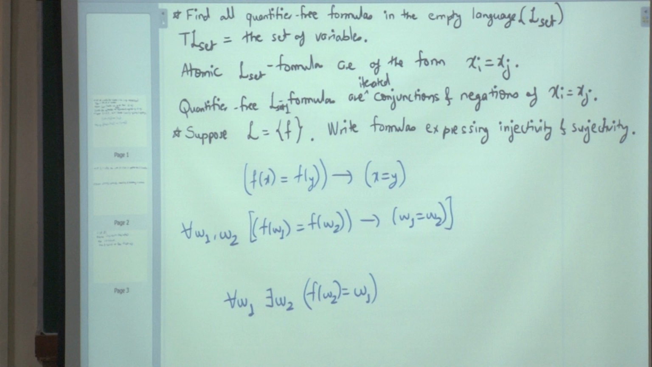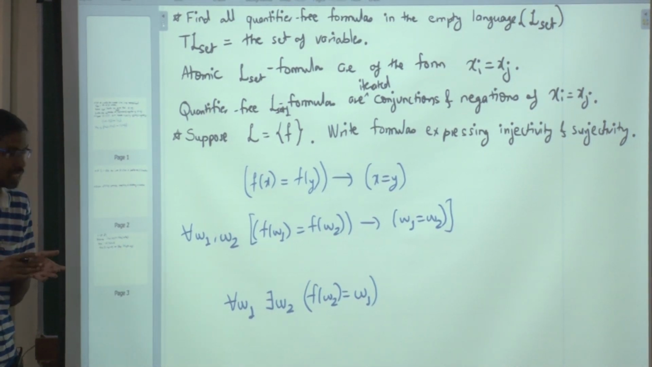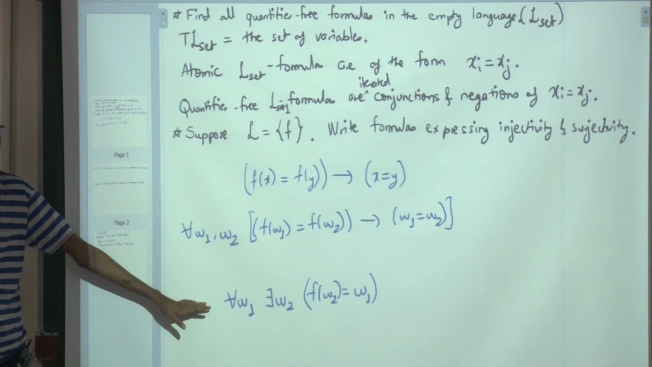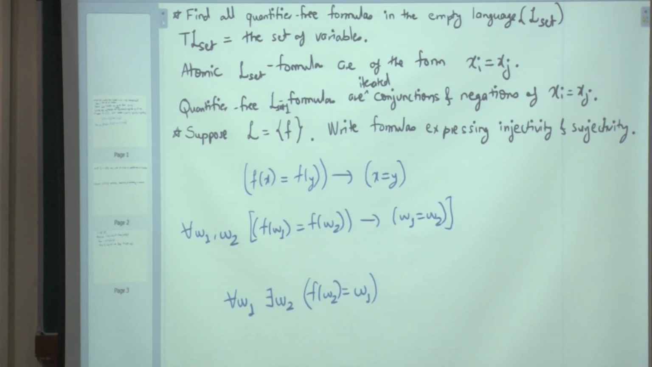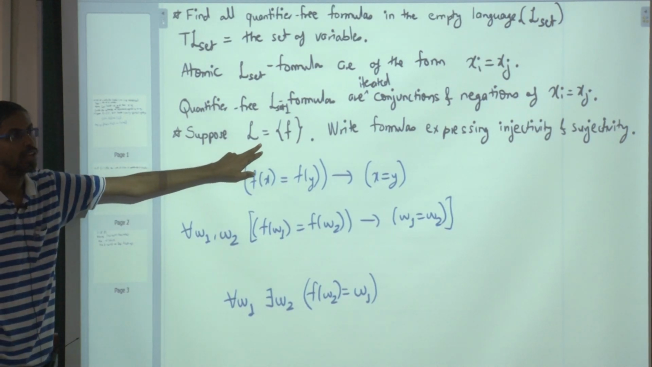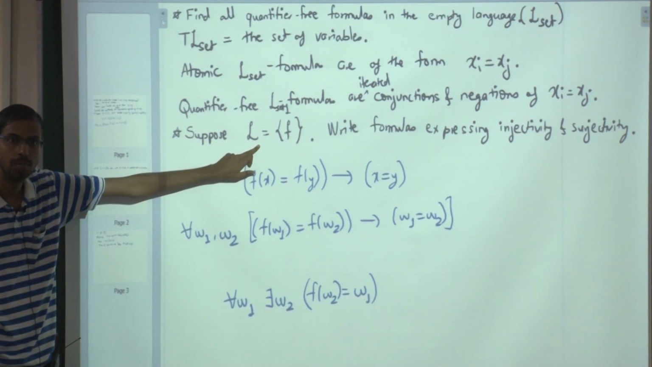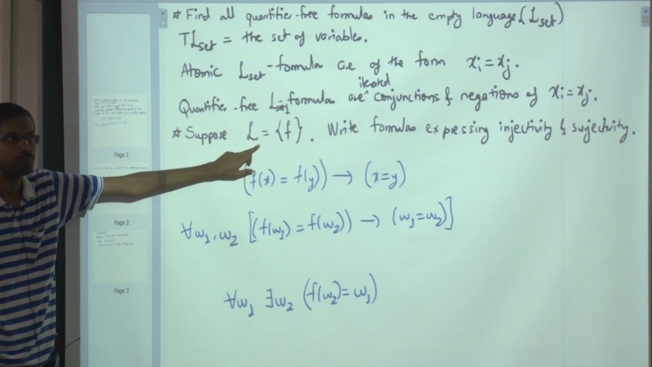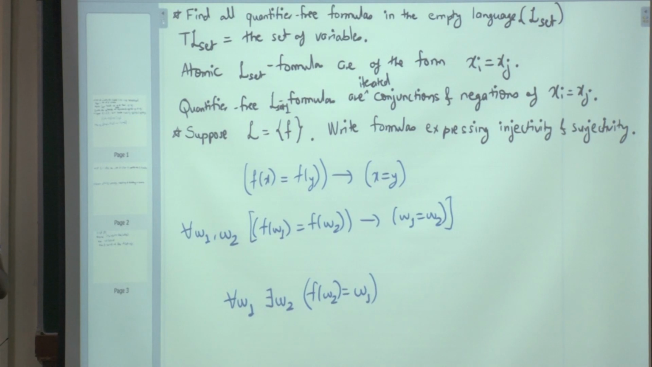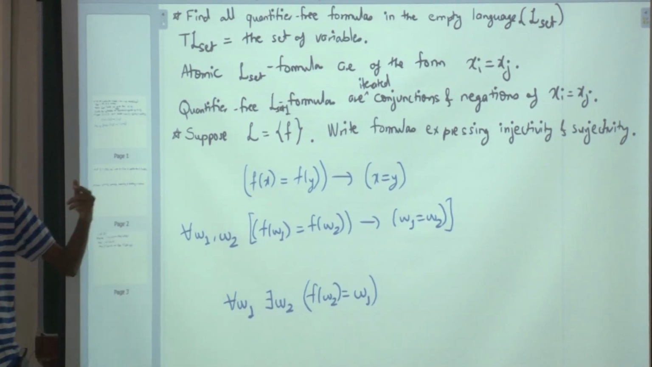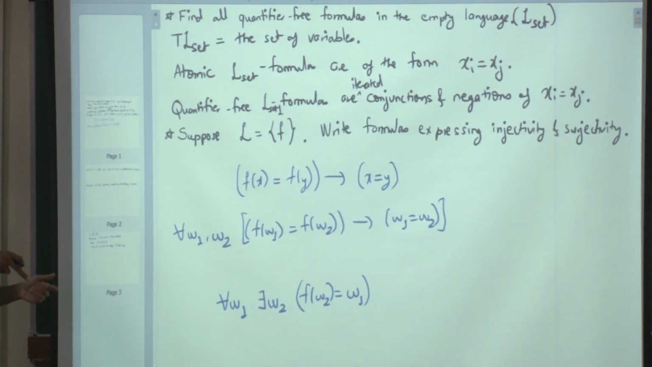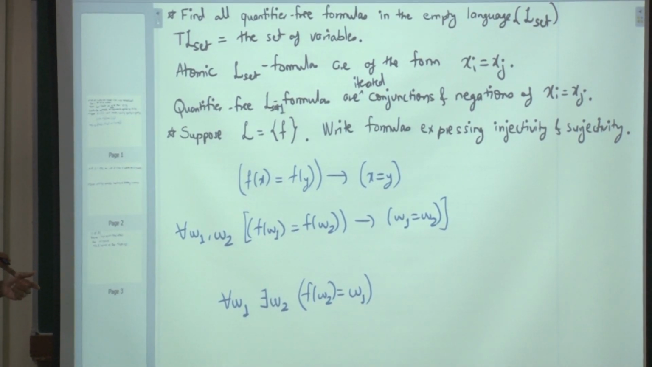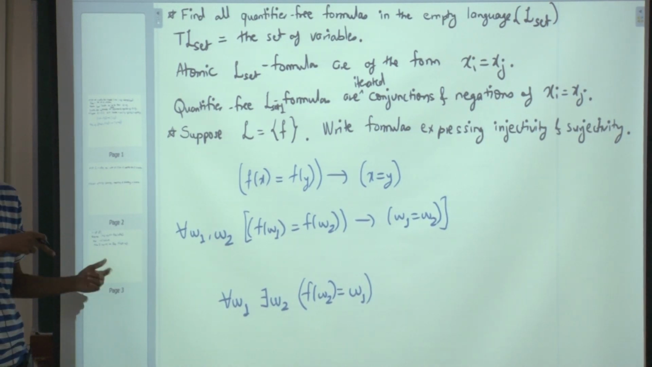When you interpret this sentence in an L structure, this is our L. What will be a structure for this? It will be a non-empty set together with a unary function. Now when you interpret this, it will say that the interpretation of the function symbol is surjective.